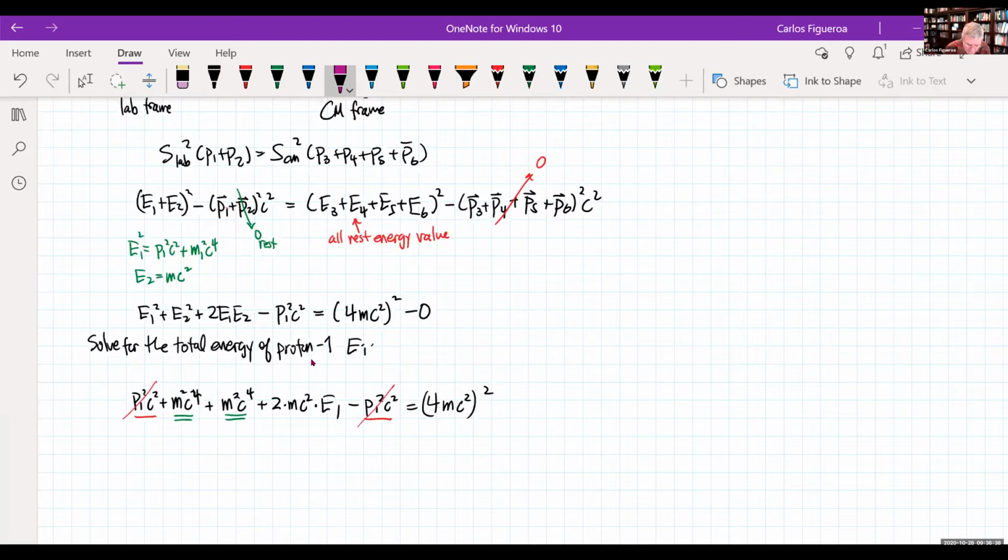So I write out E1 squared, and you can see this right here is E1 squared. And then here's E2 squared. And then this is the cross term.